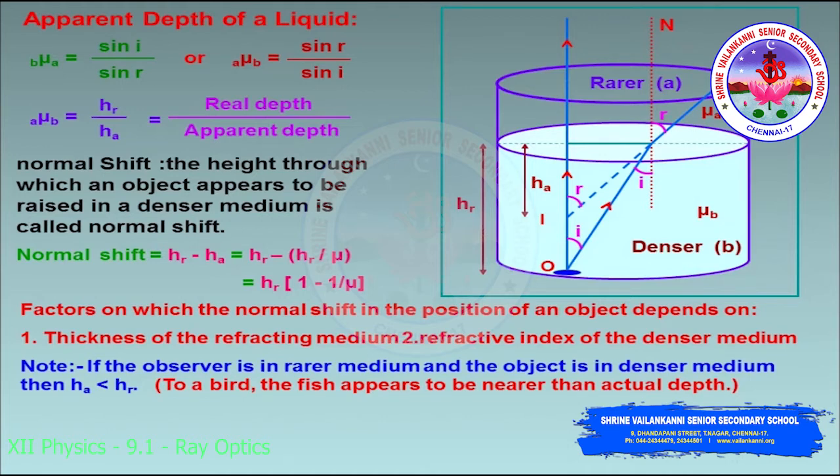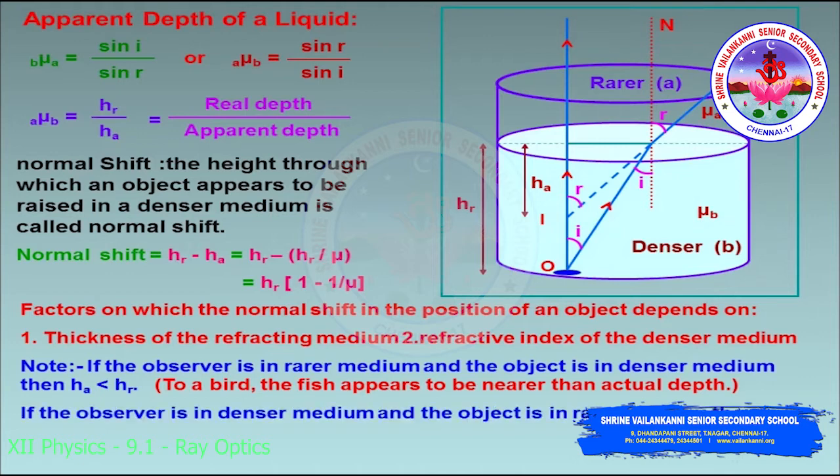So we can say, for example, to a bird, a fish appears to be nearer than the actual depth. Is it right? Same way, if the observer is in a denser medium and the object is in a rarer medium, then the apparent height is greater than the real height. So to a fish, how does the bird appear? It appears farther than the actual height, right?